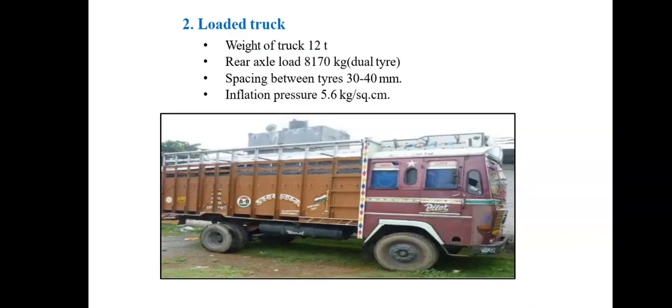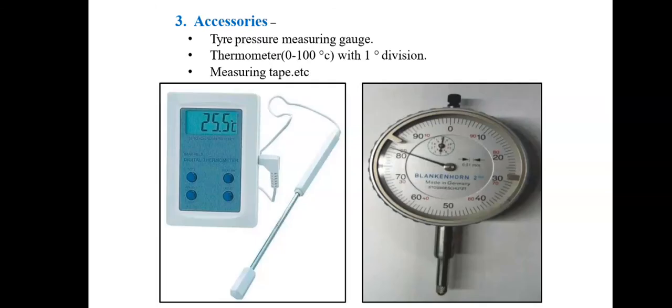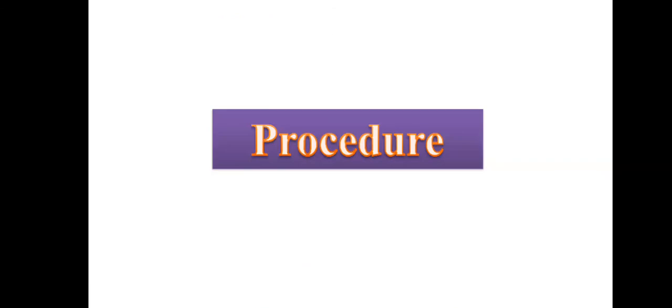This is the loaded truck. Weight of truck is 12 ton. Rear axle load 8170 kg. Dual tire. Spacing between tires is 30 to 40 mm. Inflation pressure is 5.6 kg per square centimeter. These are the accessories. Accessories used are tire pressure measuring gauge, thermometer, 0 degree to 100 degree Celsius with 1 degree division, measuring tape, etc.